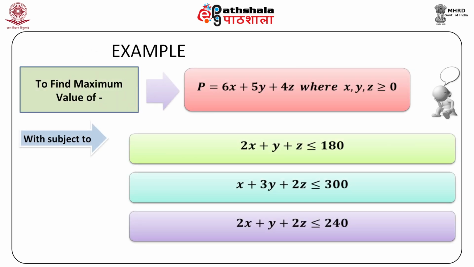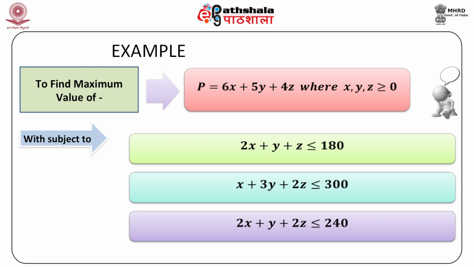Example, suppose we want to find the maximum value of p equal to 6x plus 5y plus 4z, where all of x, y, z are greater than or equal to 0. Subject to the following constraints: 2x plus y plus z is less than or equal to 180. x plus 3y plus 2z is less than or equal to 300. And 2x plus y plus 2z is less than or equal to 240.